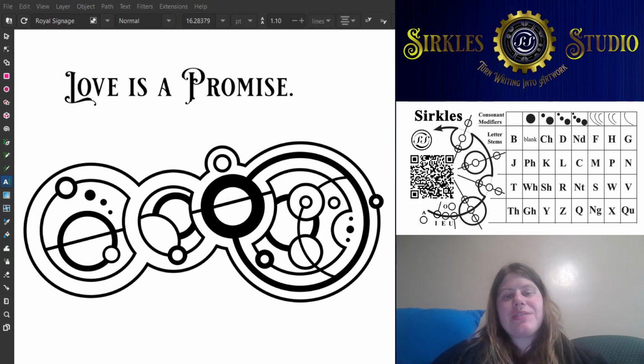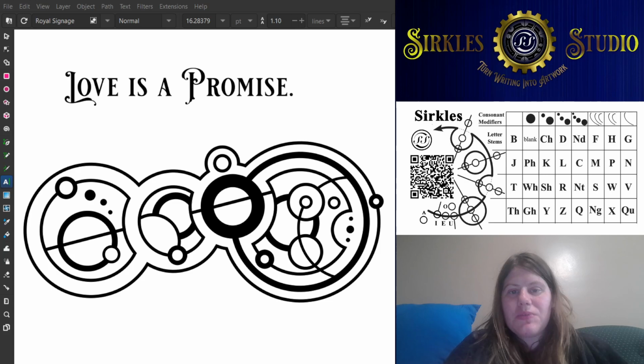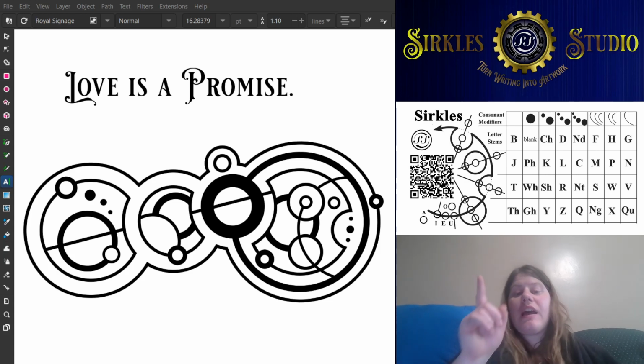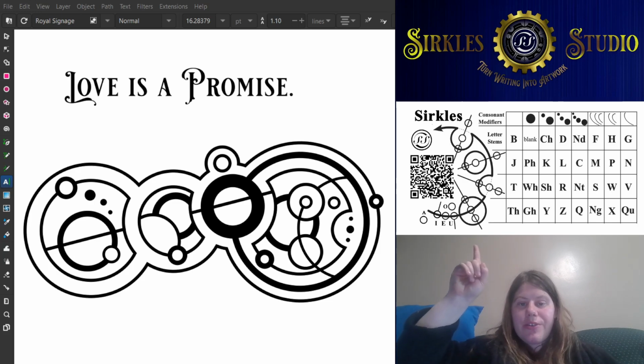Hello and welcome to the transcription explanation of this design. It was done using the script that you can see a little cheat sheet of above me, and this script uses a combination of dots and lines to make these different columns in conjunction with these 4 different letter stems.